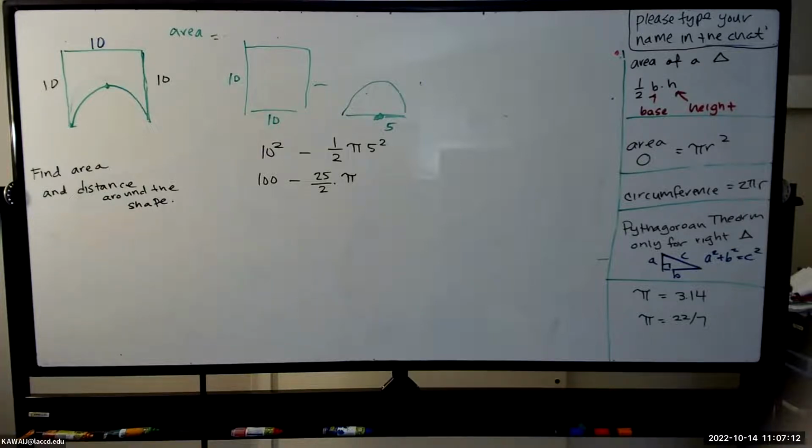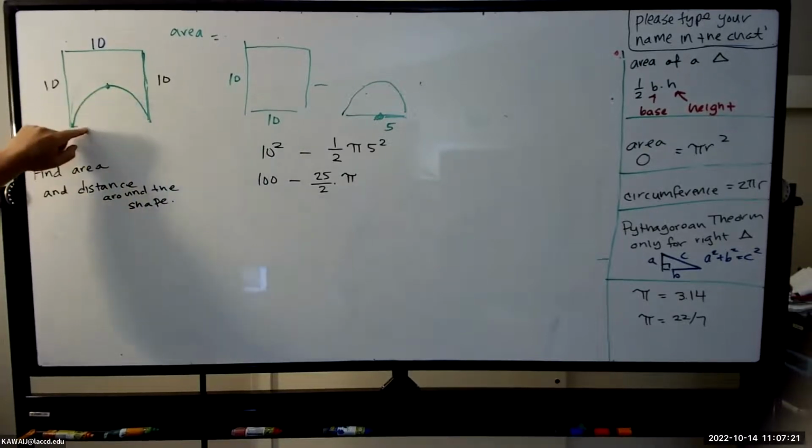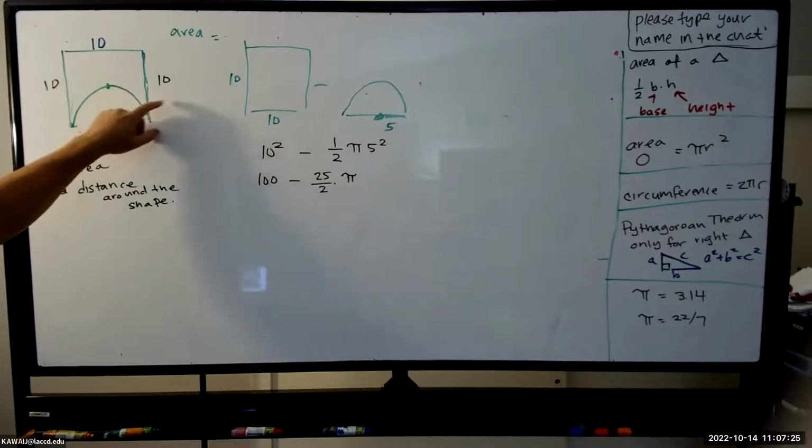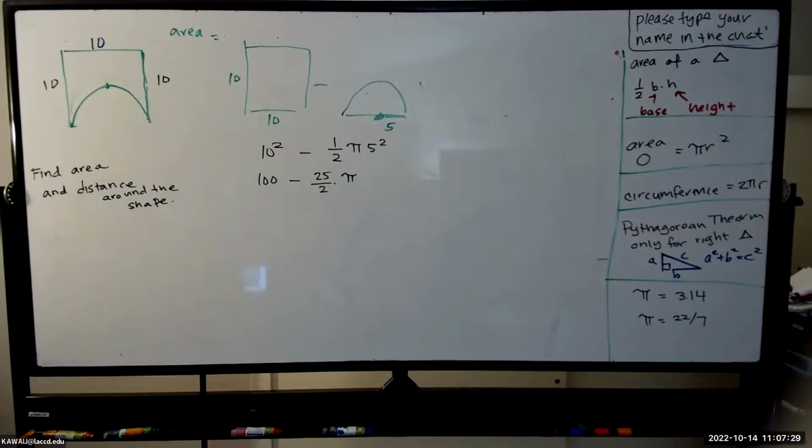Now go ahead and find the distance around the shape. So we know it's 10, 10, 10, and then this is going to be half the circumference. Right? So 10, 10, 10. So what you want to do is find the distance of half of the circumference.